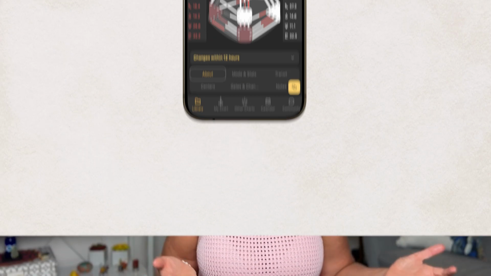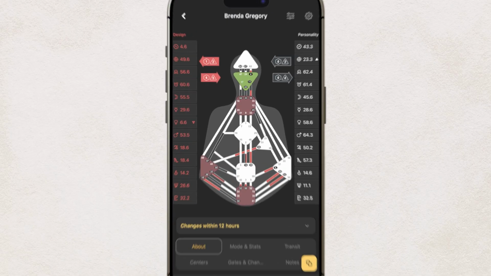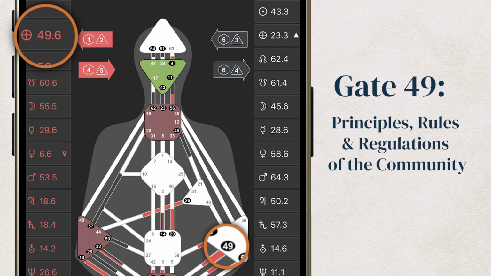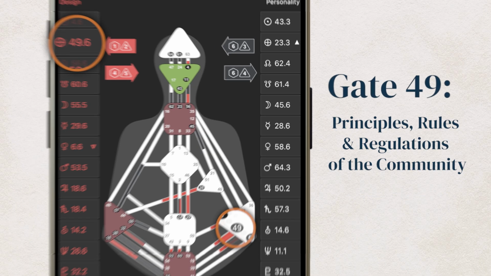Let's take my design earth gate 49 in an undefined solar plexus, for example. This is what roots and grounds my unconscious body. Gate 49 is all about the principles, rules, regulations of the community, who's in and who's out, who has access and who doesn't. Boundaries. When I don't have solar plexus definition, there's no transit, I'm not around anybody who has that definition, it can feel very destabilizing for me. I don't know which boundaries, who's in, who's out, and I don't really know how to regulate the rules of the tribe.